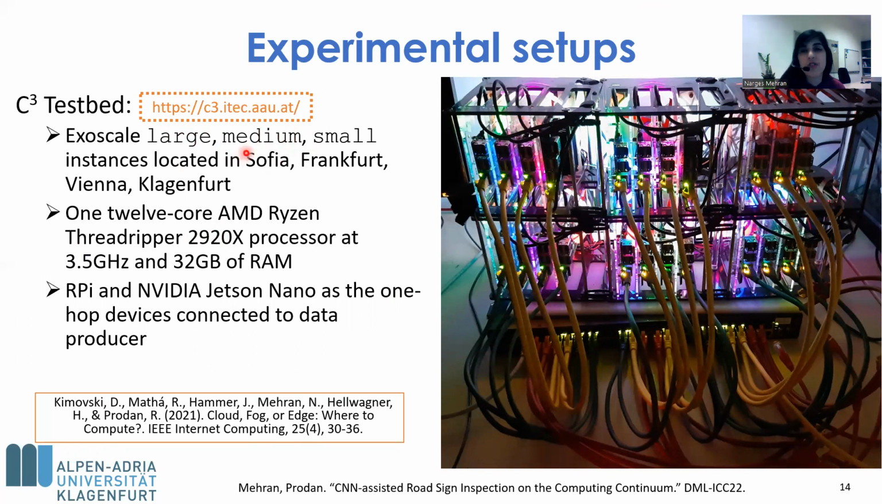We considered Sofia as the cloud instance for us because of its further distance. We modeled it as the cloud, and Klagenfurt as the edge, because mainly our universities also resided in Klagenfurt.